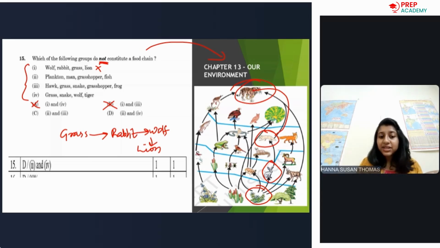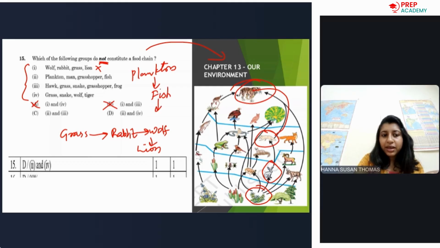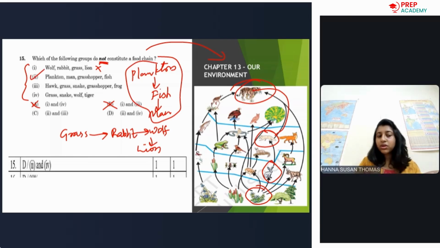Second one: plankton, man, grasshopper, fish. Plankton is present in water bodies, right? Plankton is eaten by fish. Fish is eaten by man. But there is no chance we can keep grasshopper anywhere in this particular food chain. So 2 is one of our answers.